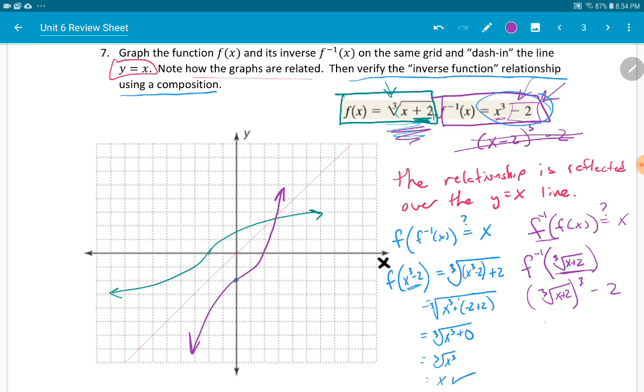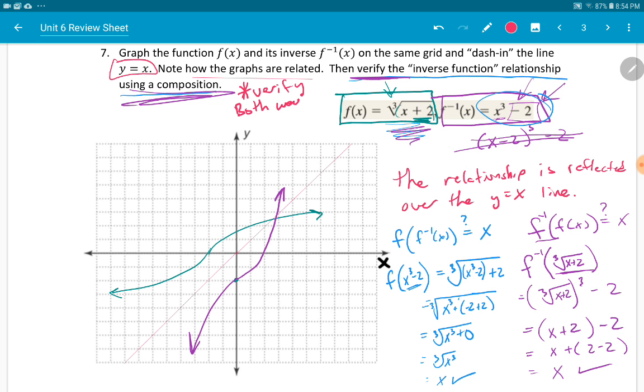Okay, so the cubed root of a cube is just whatever's inside. So the radical goes away, and I get x plus 2 out, minus 2. And then I can move the parentheses around because addition is associative. So I get a plus 2 minus 2, which equals x plus 0, which is just x. So I verified it both ways. So that means I have verified it using composition. And this is crucial. So you want f composed with f inverse and f inverse composed with f, which is what we did in blue and purple.